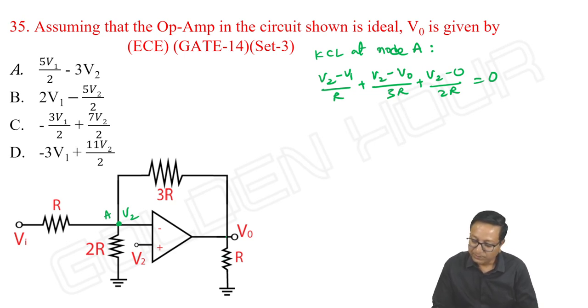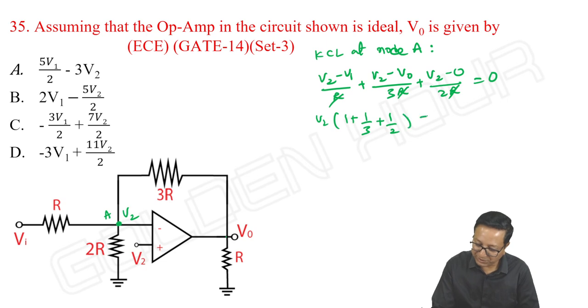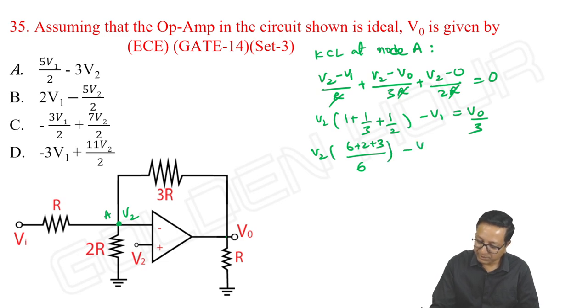Okay. So V2 by R plus V2 by, anyway, R I can cancel. So V2 into 1 plus 1 by 3 plus 1 by 2 minus V1 is equal to V output by 3. So V2 into, here LCM 6, 6 plus 2 plus 3, minus V1, so is equal to V output.